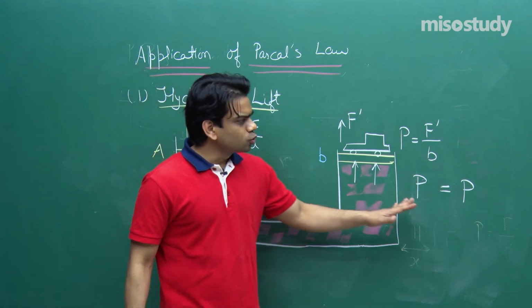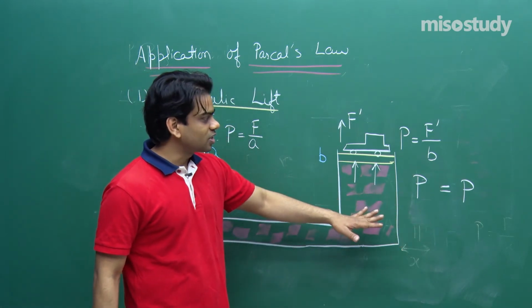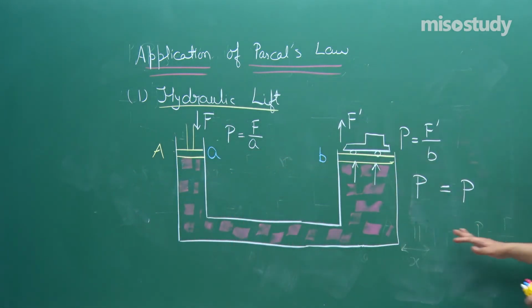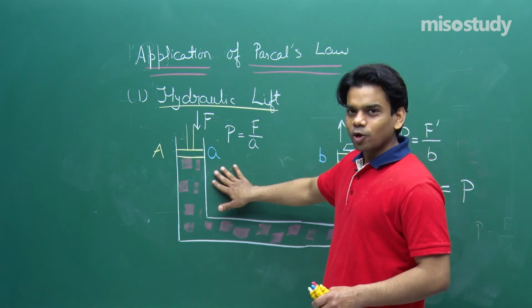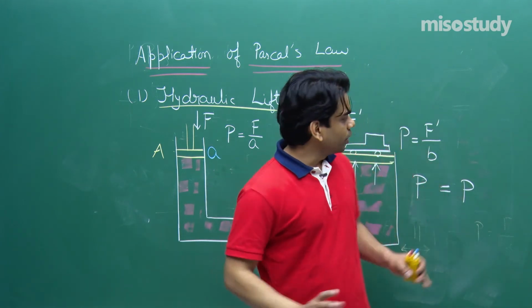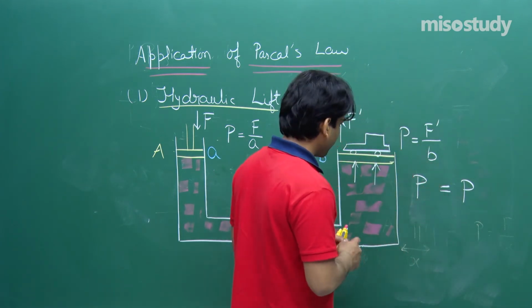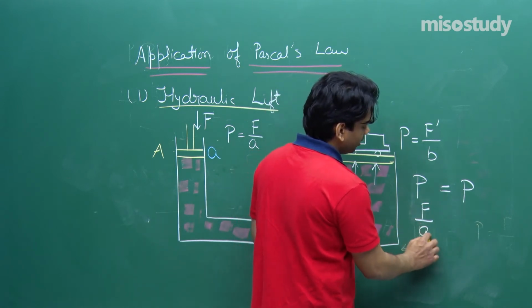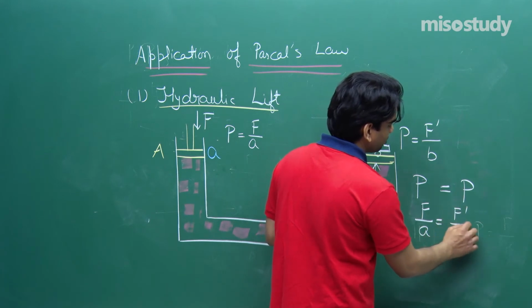Before that, I need to use more part of the board. Take note till here. I will start explaining from here on the other part of the board. You must have seen that I told you the change in pressure will be same here also and here also. Now I'll be going to the right part. So see here, pressure change is same. So we can write F by A is equal to F dash by B.